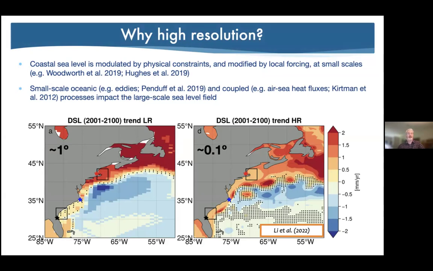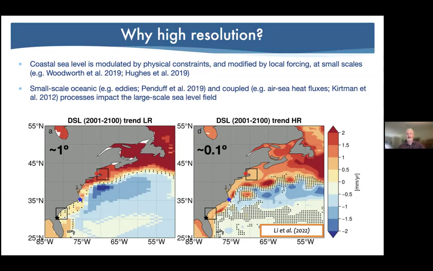And then the second aspect of the importance of high resolution is that when you represent processes at high resolution in a global model, you resolve things like eddies and coupled interactions at smaller scales that have an influence on the large-scale sea level field. So you can influence both the small-scale phenomena occurring at the coast and also the large scale, through the cumulative integrated impact of these small-scale processes.